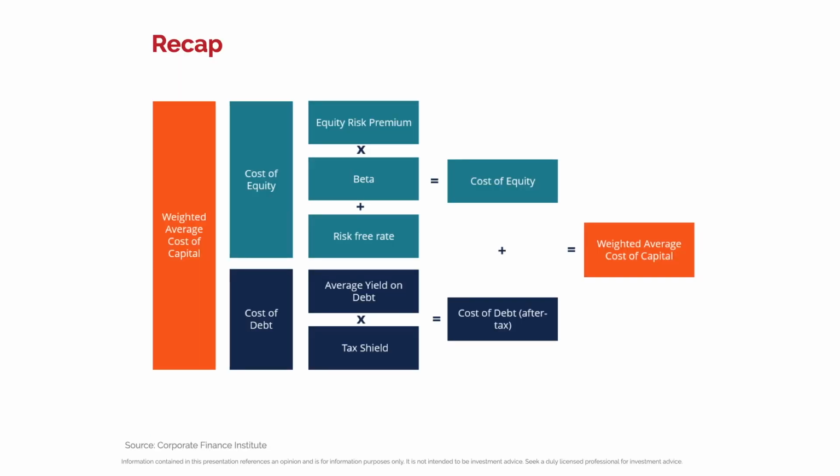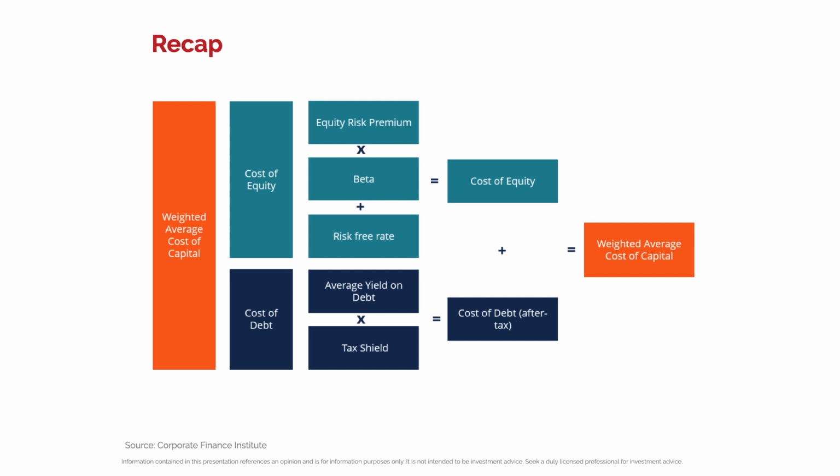So let's recap everything that we've seen here in the weighted average cost of capital, which will become our discount rate. There are two components, the cost of equity and the cost of debt. The cost of equity is made up of the equity risk premium times the beta plus the risk-free rate. Remember, for the equity risk premium you take the expected return on the market minus your risk-free rate. So that's going to give you your cost of equity.